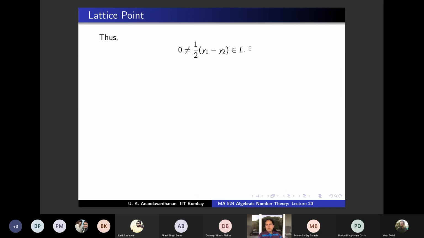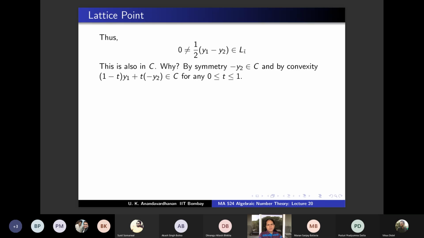What is our aim? Our aim is to show that your set C contains a non-zero lattice point, and this is a non-zero lattice point, and we claim that this belongs to C. Why does this belong to C? Because it is symmetric and because it is convex, both. Because minus Y2 is there, and half Y1 plus half of minus Y2 is the midpoint of the line joining, so that is also there. So this is in C because by symmetry minus Y2 is there, and by convexity the midpoint is also there. So you have a non-zero lattice point in C. So that's what you wanted to show.